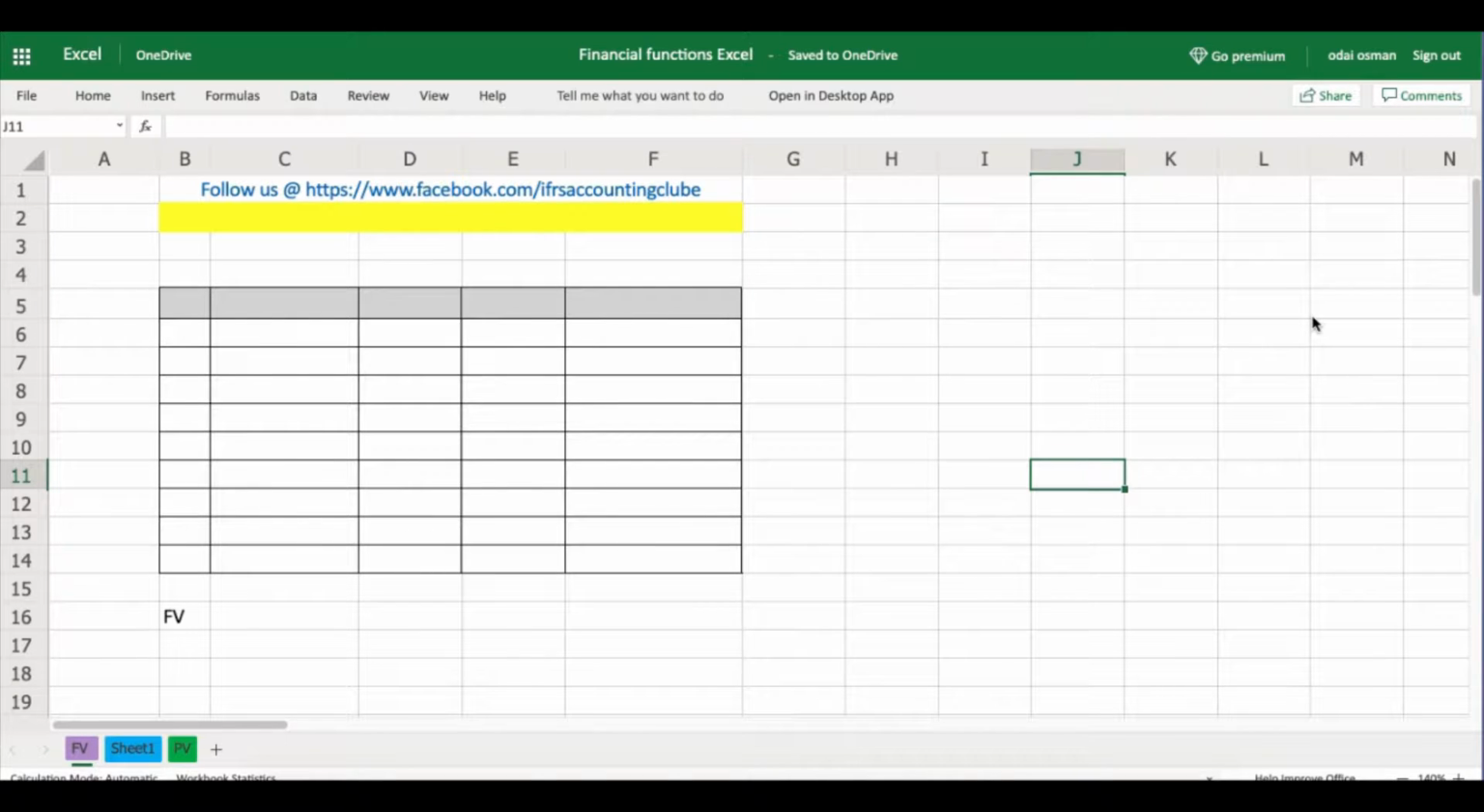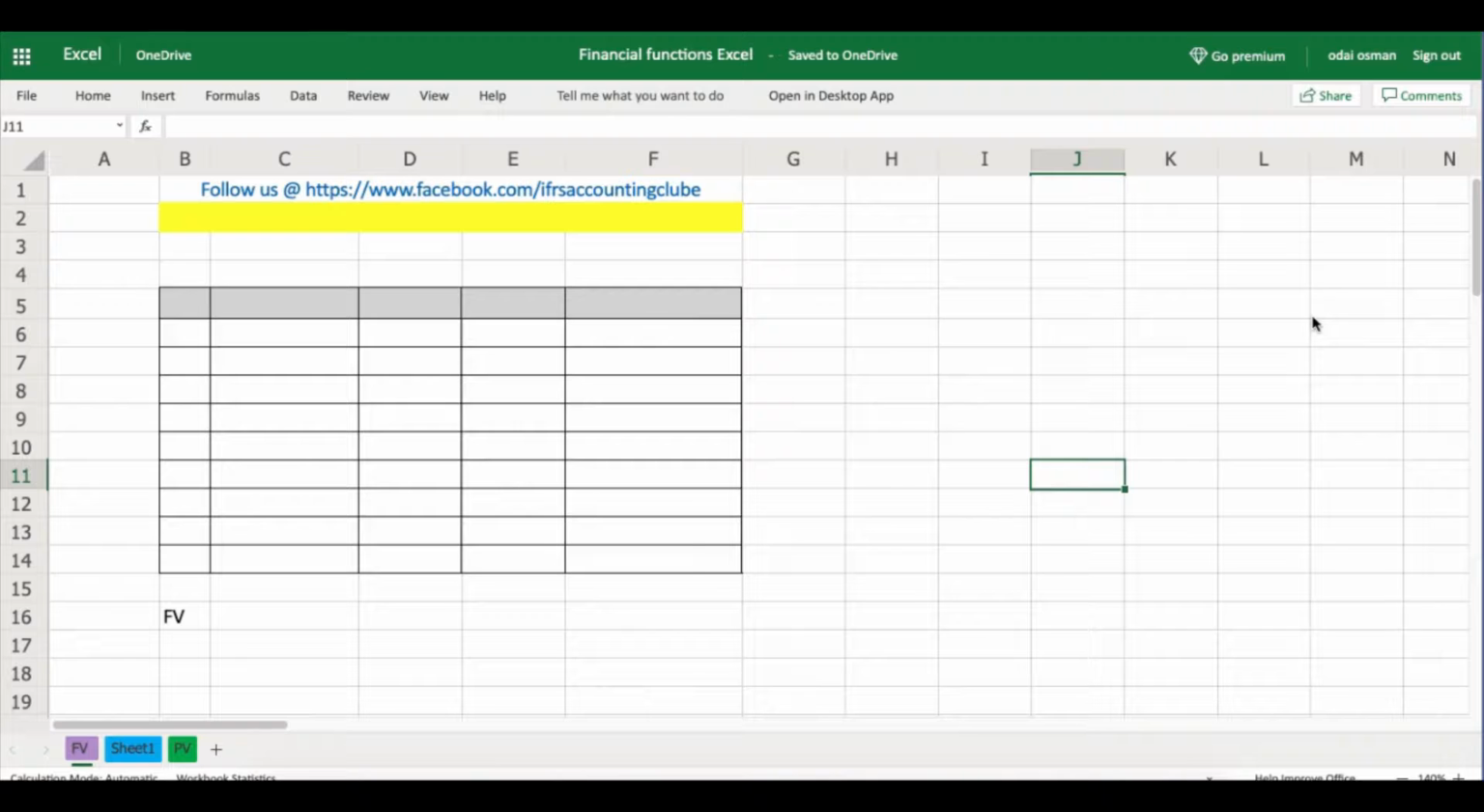Hello, in this video we are going to learn how to calculate the future value function. The future value function gives you the future value of a particular investment which has a consistent interest rate, and payments can be periodic consistent payments. So let's see how to calculate the future value.